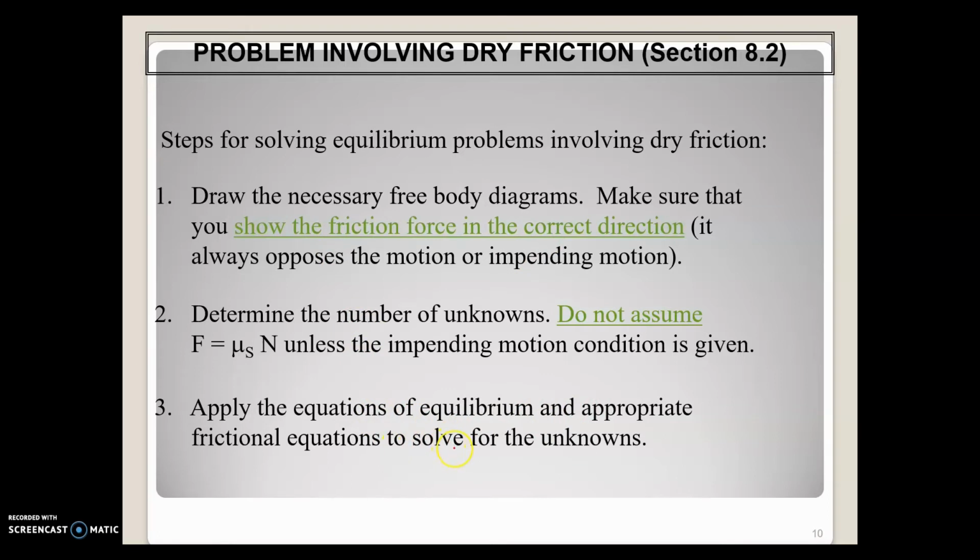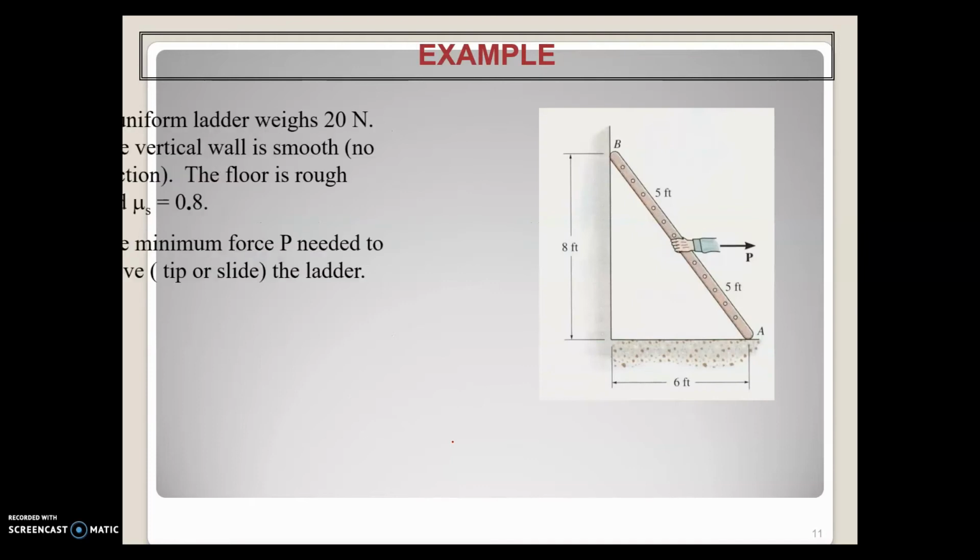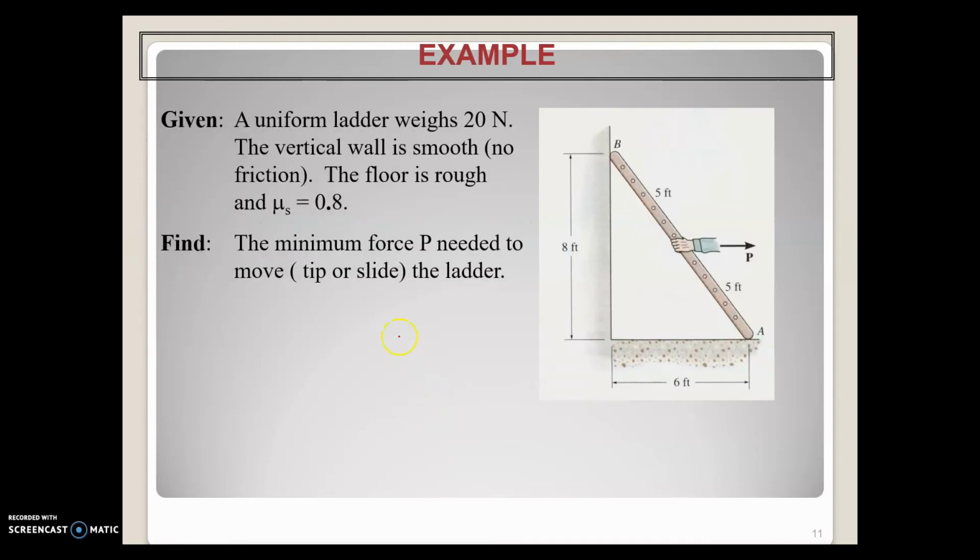Okay, macam biasalah. Macam sebelum ni punya problem solving punya method. Okay, example 1 given. A uniform ladder, weight dia 20 Newton. Okay, vertical wall is smooth. Kat sini tak ada friction. The floor is rough. Okay, dia ada mu s equal to 0.8. Okay, soalan minta find the minimum force P needed to move, sama ada tip or slide the ladder.